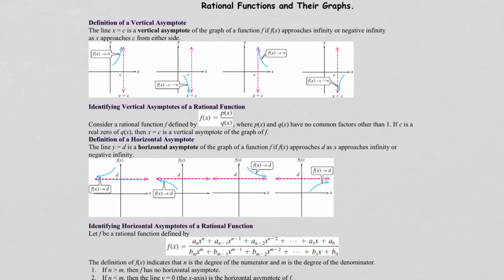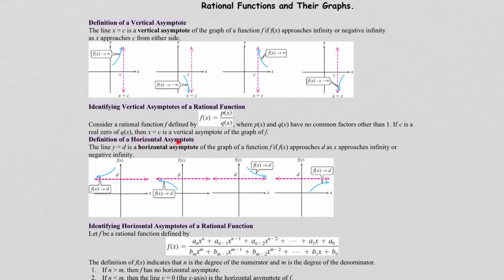In this lesson we're going to talk about rational functions and their graphs. In order to graph rational functions, we need to recall that fraction forms of functions always have restrictions, right? Your x value cannot be equal to 0 in the denominator. That's going to give you your vertical asymptote, right?